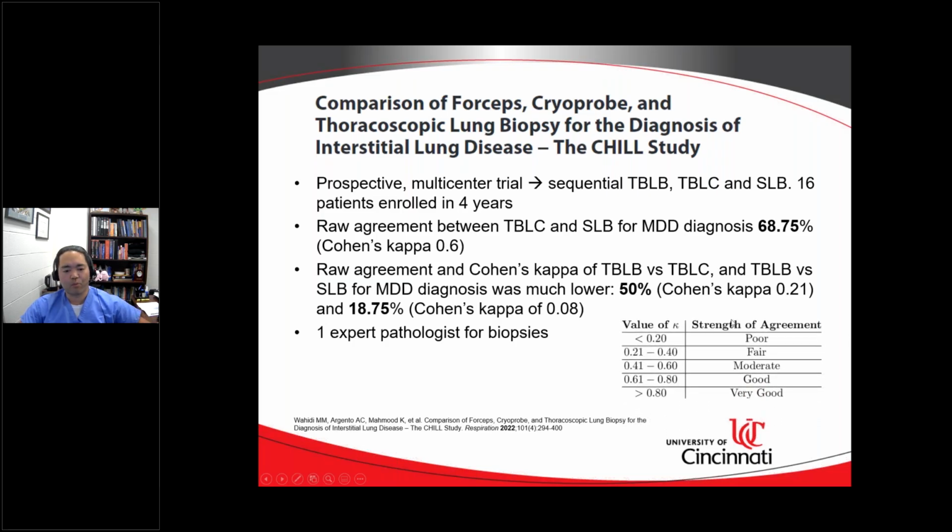So as I was saying, when you're reading about Cohen's kappa for agreement between 2 biopsy modalities, the CHILL study showed a Cohen kappa of 0.6, which is moderate, whereas a Cohen kappa of 0.21 was found for transbronchial lung biopsy and cryobiopsy, which is fair. And then for transbronchial lung biopsy and surgical lung biopsy, Cohen kappa was 0.08, or really poor. That's why nobody actually does transbronchial lung biopsies in interstitial lung disease workup.